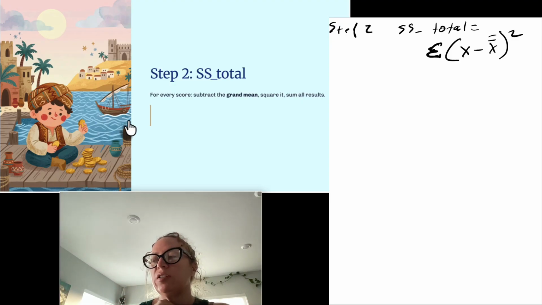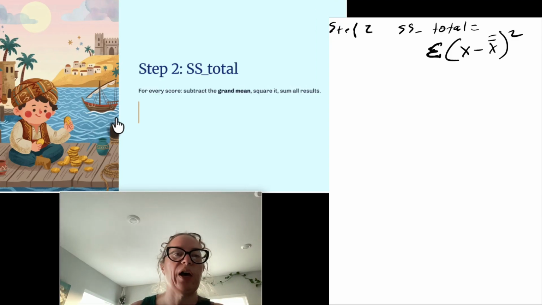So x minus x double bar, the grand mean, and then we have to square it to get rid of the negatives, and then we'll add it all up. It's the same exact formula that you did before. We're just changing the labels because this is now multiple groups instead of just one group. Then we sum it all up, because that represents all the variability in the entire data set.